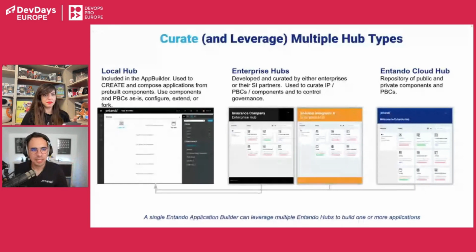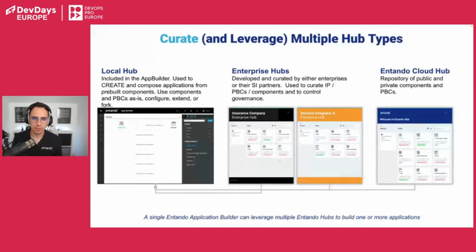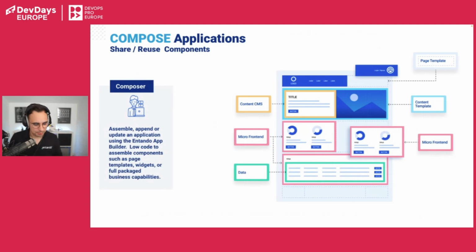Okay, let's continue. So we are in the create step. One thing that could be very interesting, just quickly on what the creation is: you can have multiple hub types, such as a local hub, an enterprise hub, and or a SaaS hub that we provide, the internal hub. So you don't need to rely on a specific hub. For a given application, you can choose from multiple hubs. And you can also, for example, imagine using community hubs.